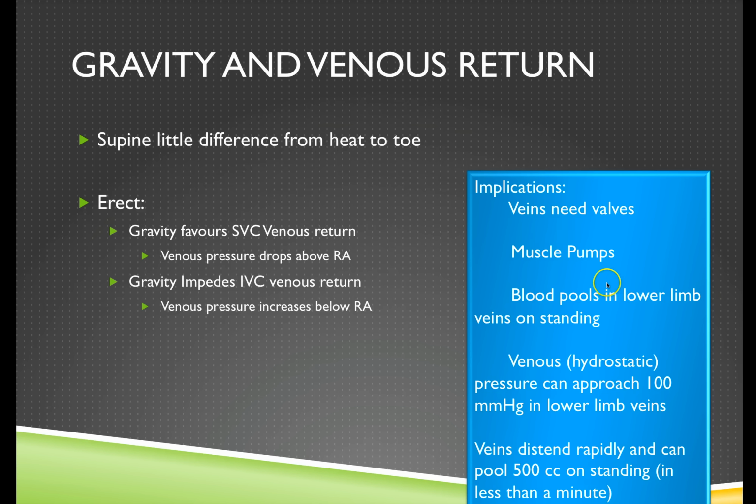If we're standing for periods of time, blood tends to pool in the lower limbs. The pressure below the heart rises according to hydrostatic pressure. So for example, in the lower limb veins, hydrostatic pressure can reach up to 100 millimeters of mercury. When we stand up, we can rapidly pool up to 500 cc's of blood.